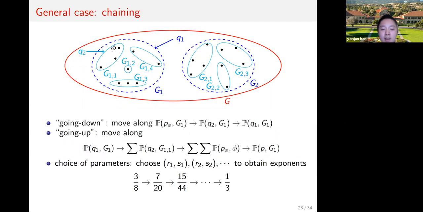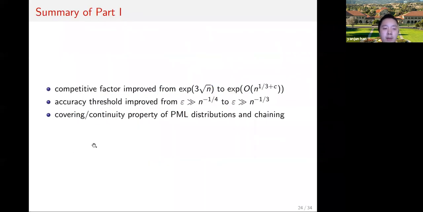So applying multiple stages of chaining or covering, we could arrive at the final 1/3 exponent on the competitive factor. To summarize, in part one, we show that the competitive factor of the PML could be improved from e to the root n to e to the n to the 1/3. And the accuracy threshold for PML is improved from epsilon much greater than n to the minus 1/4 to epsilon greater than n to the minus 1/3. The key idea to improve the analysis is to investigate a new continuity or covering property of the PML distributions. And we apply the chaining technique to obtain a good upper bound. Okay, so that concludes part one.